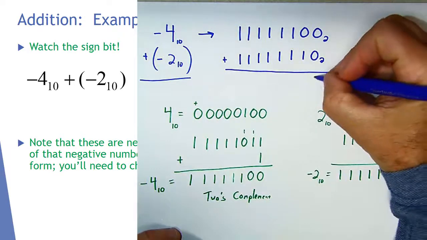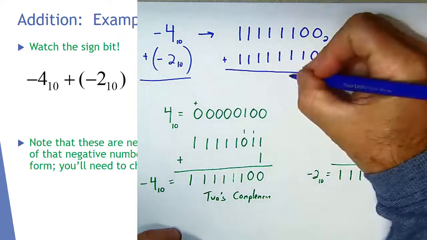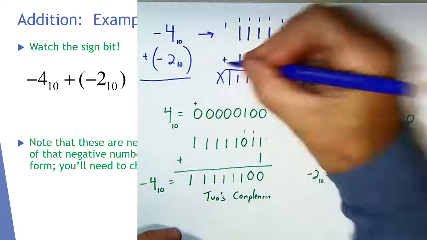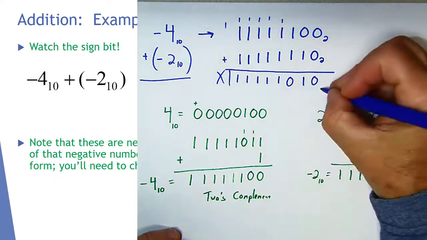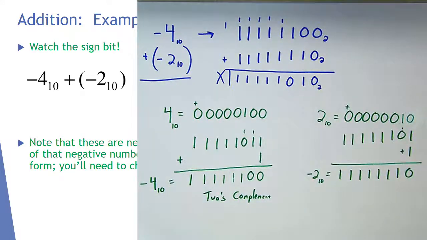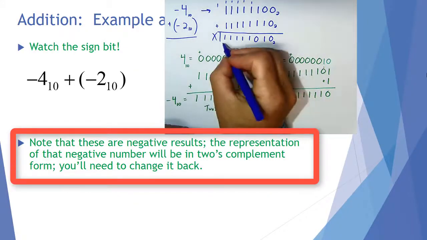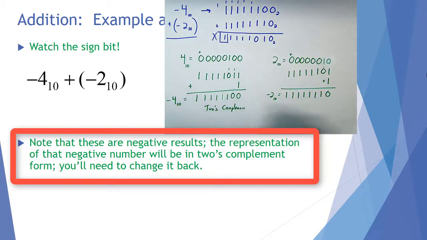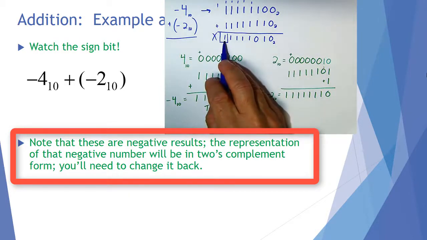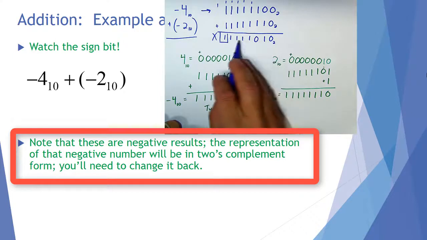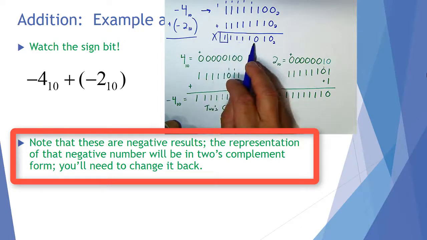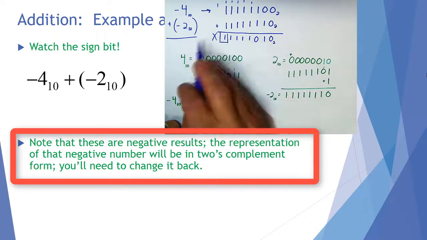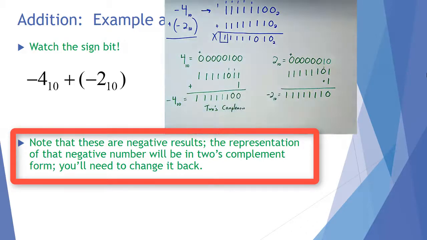Now if we do that, we get 0, 1, and our result is 1, 1, 1, 1, 1, 0, 1, 0, base 2. But here's the thing, that's a negative number, right? Our sign bit tells us that's a negative number. And when we see that this is a negative number, we know that this isn't our answer, this is the 2's complement. We know that negative numbers are represented by their 2's complement, so we need to switch this back to find out what number it is.